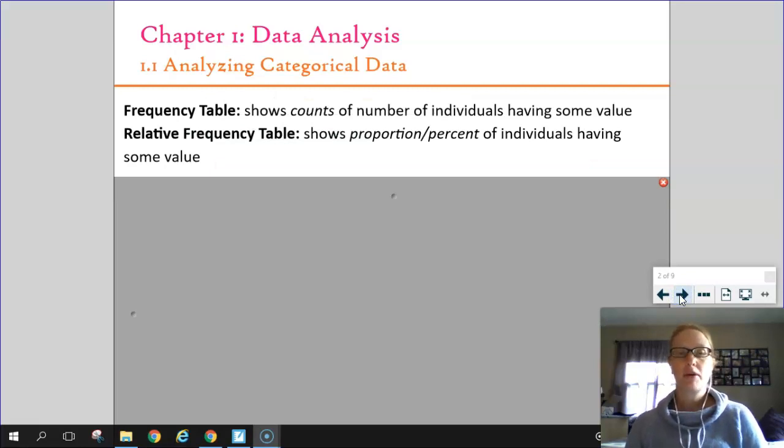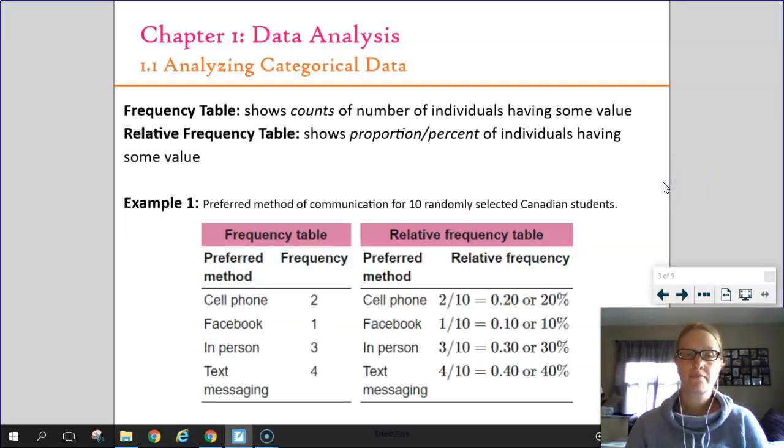Today we're going to be talking about frequency tables. These are just tables that show us the counts of the number of individuals having some value. Frequency tables are just a way of organizing our categorical data. We can also have a relative frequency table where instead of showing the total counts for the number of individuals in each category, we show them as a proportion or percent of the total. Here we see two examples, one of each.